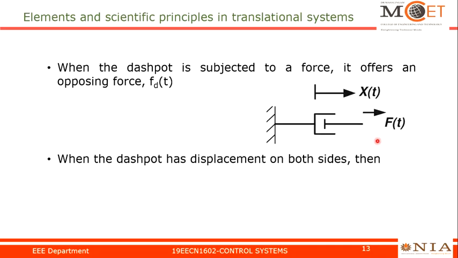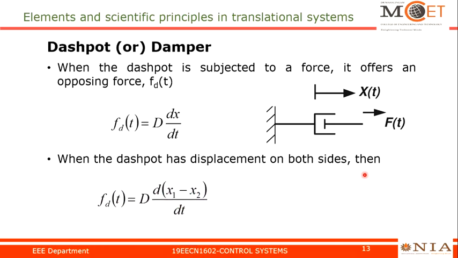See the picture, it is a piston. So when the dashpot is subjected to a force, it offers an opposing force. Here again, this element also offers the opposing force, like mass and spring, that we call Fd of t. When the dashpot has displacement on both sides, then it will be like a spring. So Fd of t is d into dx by dt if it is displaced at one end. If it is displaced at both ends, it is d into d(x1 minus x2) by dt. So the opposing force offered by the dashpot is d into dx by dt. If it is on both sides, d into d(x1 minus x2) by dt.